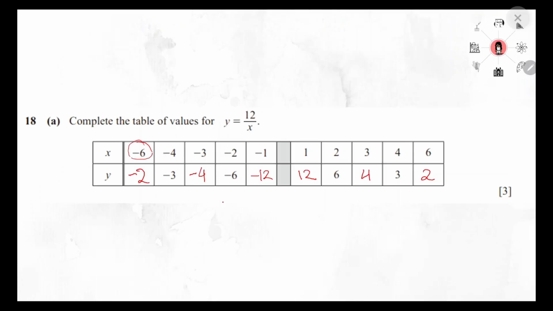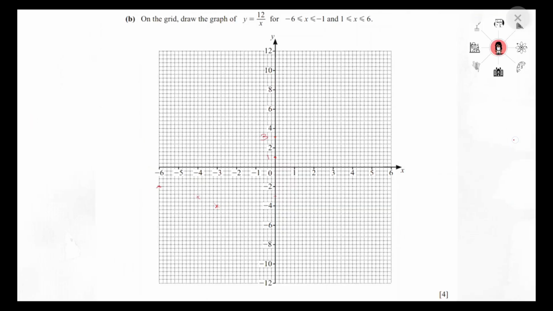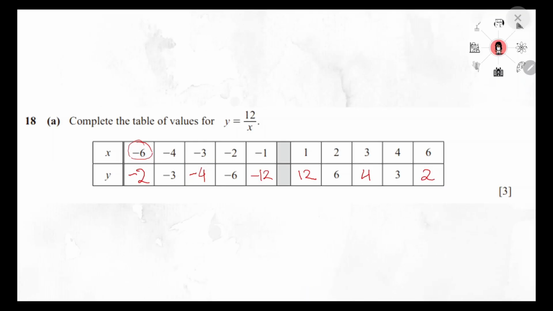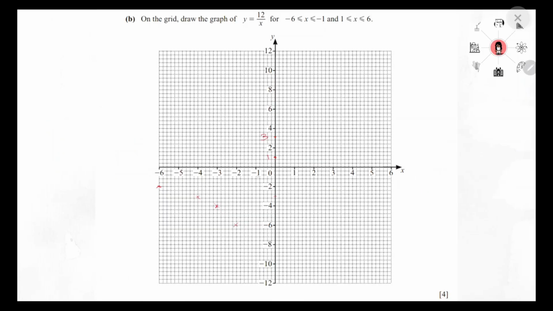Next one is minus 2, minus 6. So minus 2 and minus 6, then minus 1, minus 12, all the way here. This forms a curve, which is the first curve of the reciprocal graph. The next one will be here on this side.